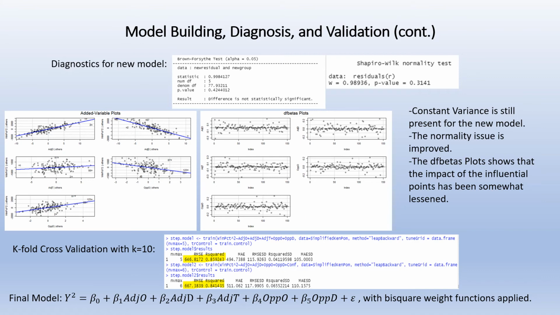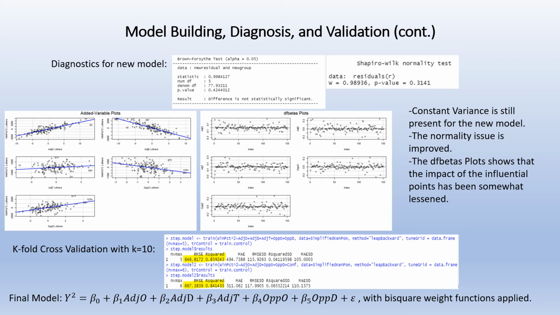The added variable plots pretty much look the same, so no worries there. The DFBETAS plots, which show that there were some really influential points in the model, well, it looks like their impact has been shrunk thanks to the robust regression. Now they're not perfect because there are still some that are greater than that 2 divided by the square root of n value I showed you earlier, but nonetheless this is a much more improved model.